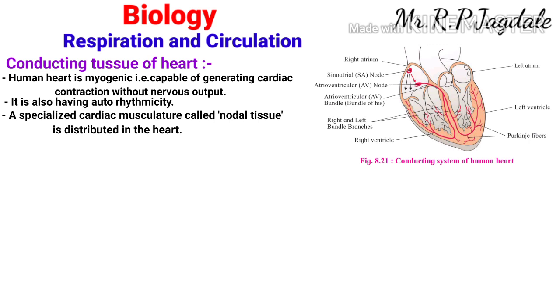So conducting tissue is also called nodal tissue, and that nodal tissue is distributed in the entire heart. A part of nodal tissue is present in the SA node. SA node is called the sinoatrial node. That SA node is present in the upper right corner of the right atrium. So at the upper part of the right atrium, there is the SA node, and that SA node has part of the nodal tissue.